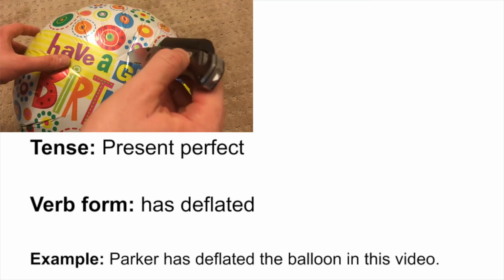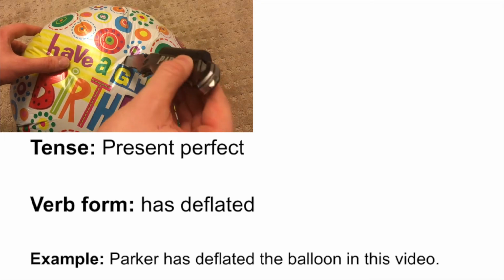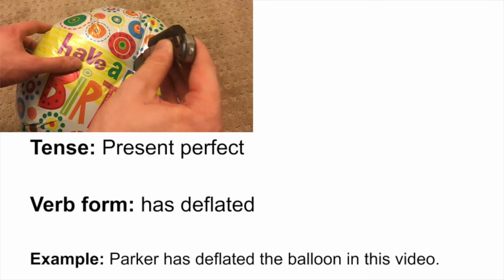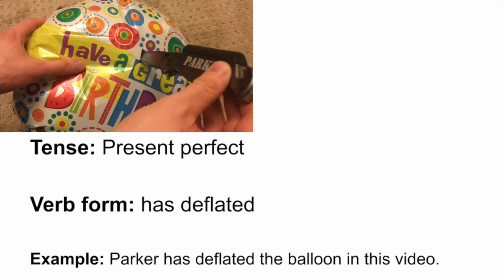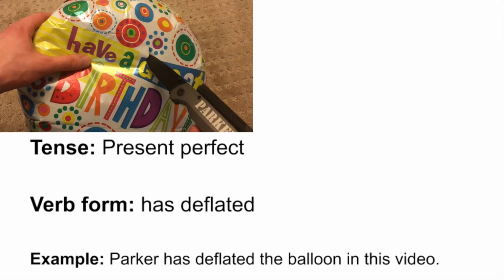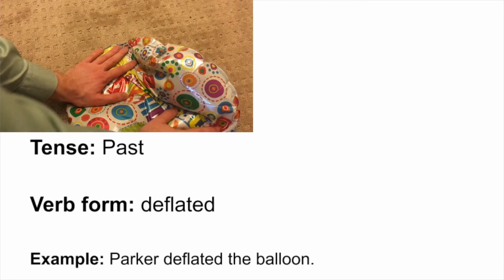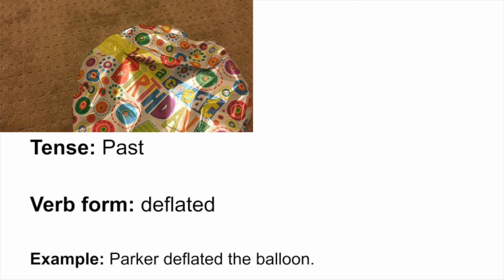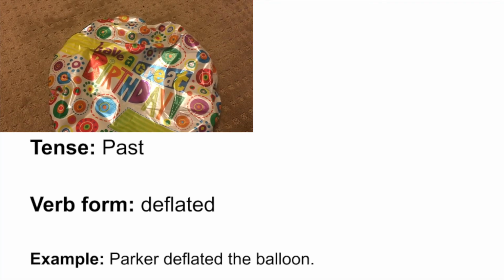There's also the present perfect tense, which is used for an action that started in the past and continues in the present. For this, we'd say has deflated. For example, Parker has deflated the balloon during this video. After the balloon has been deflated, we'd use the past tense form. For example, Parker deflated the balloon.